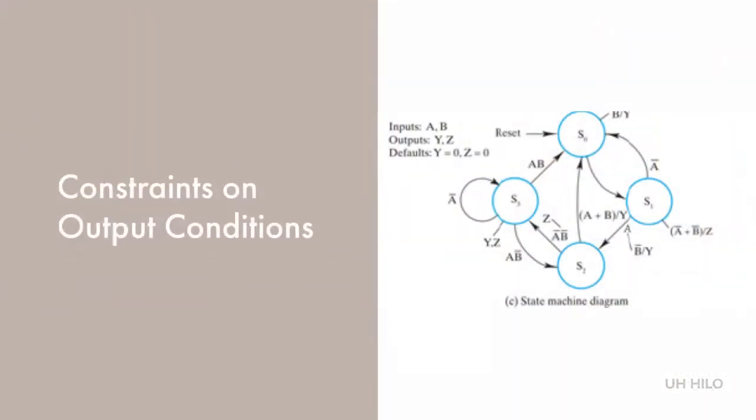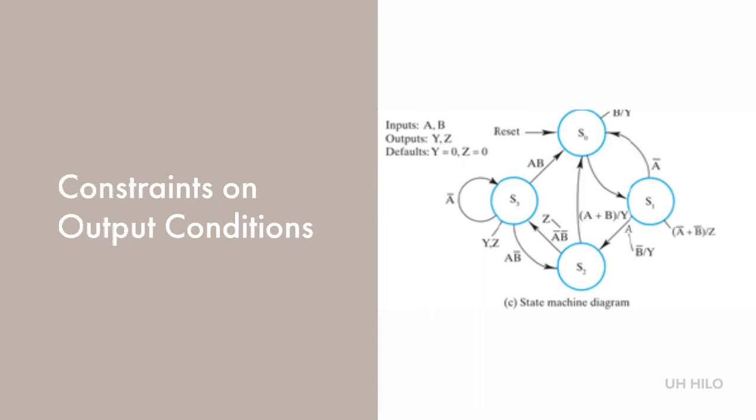Likewise, we have constraints on output conditions. For every output action in a state or on its transitions, the corresponding pair of output conditions must be mutually exclusive, and for every output variable, the output conditions for the state or its transitions must cover all possible combinations of input values that occur.